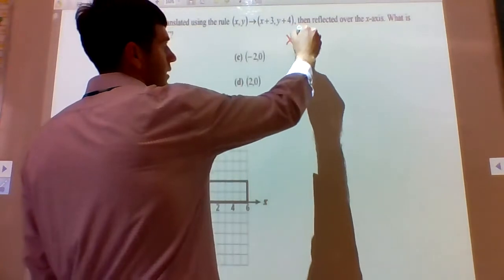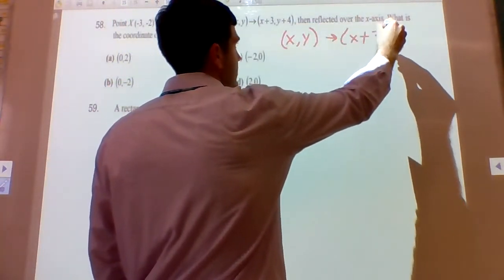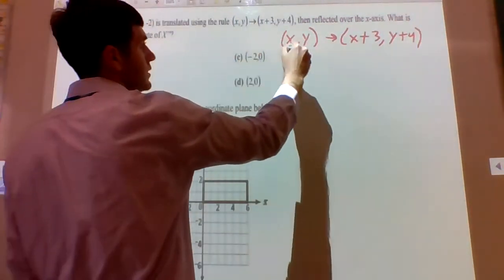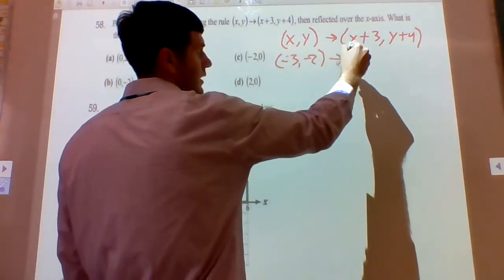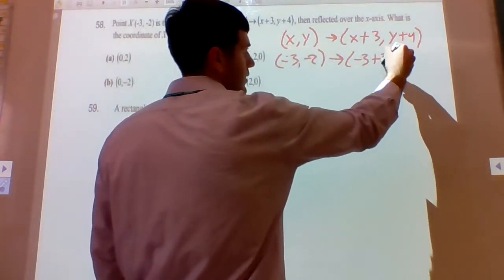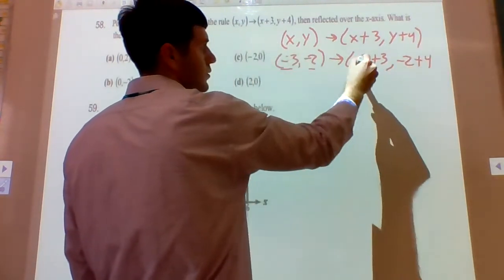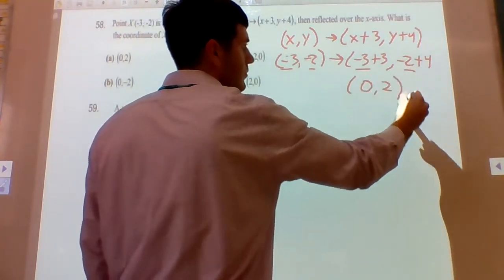So we have (x, y) goes to (x + 3, y + 4). X is (-3, -2). So (-3, -2) is going to go to (-3 + 3, -2 + 4), which is going to be (0, 2).